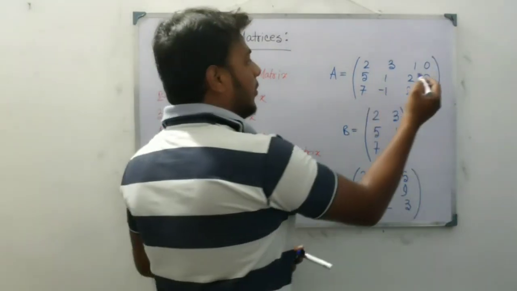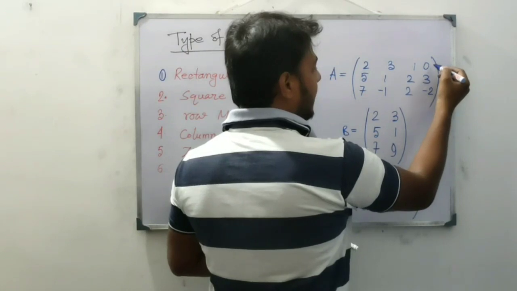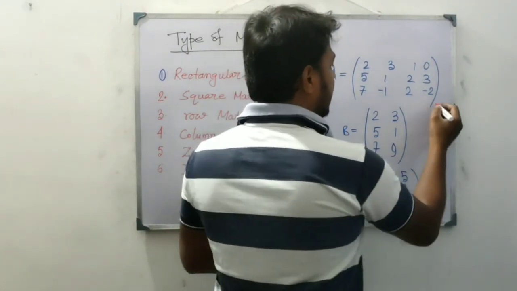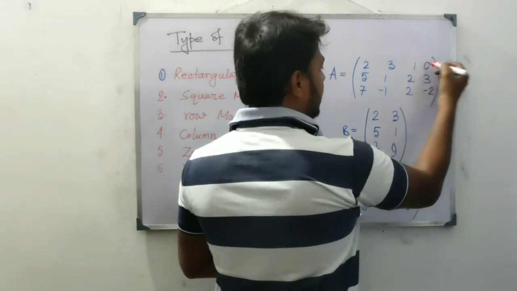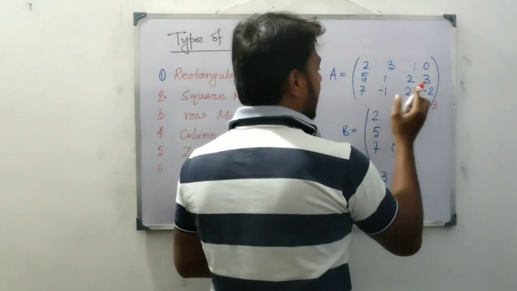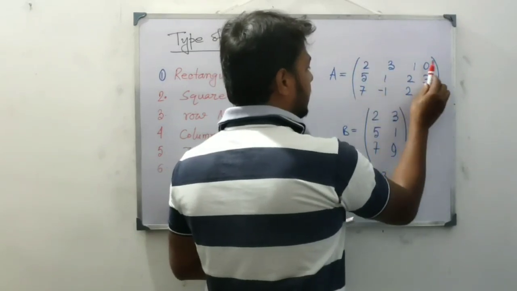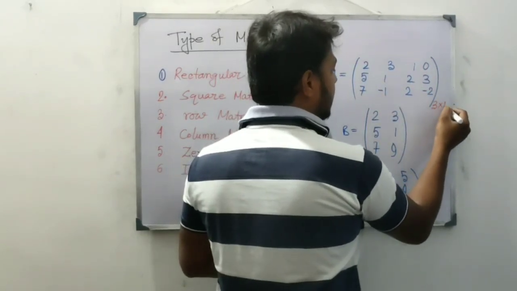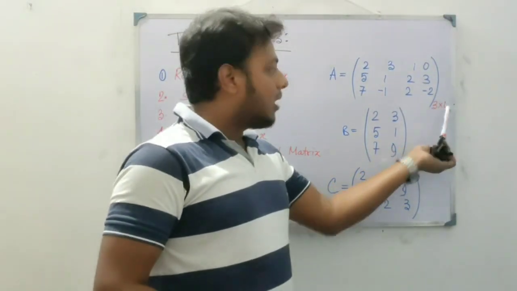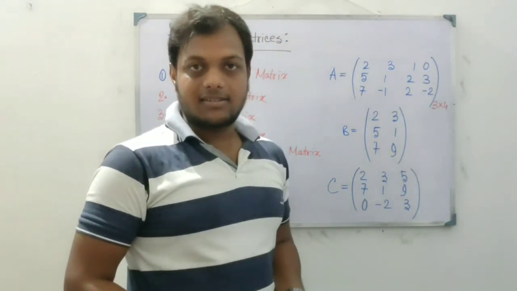See, here the number of rows, what? If we write the order of the matrix here, in the first matrix the number of rows is 1, 2, 3. So 3 rows are there, and columns 1, 2, 3, 4. So the order of this matrix is 3 cross 4. Okay, so here the number of rows and the number of columns are distinct.